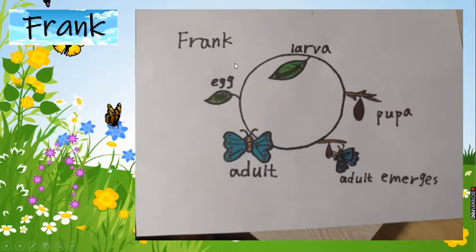the different stages of the butterfly, which started as an egg on a leaf, and then turns into a larva or the caterpillar, which eats a lot of leaves, and then turns into a pupa that wraps itself in a cocoon, and then out comes an adult butterfly and becomes a beautiful butterfly that will soon lay eggs. And it's a very beautiful style. This is so creative, Frank.